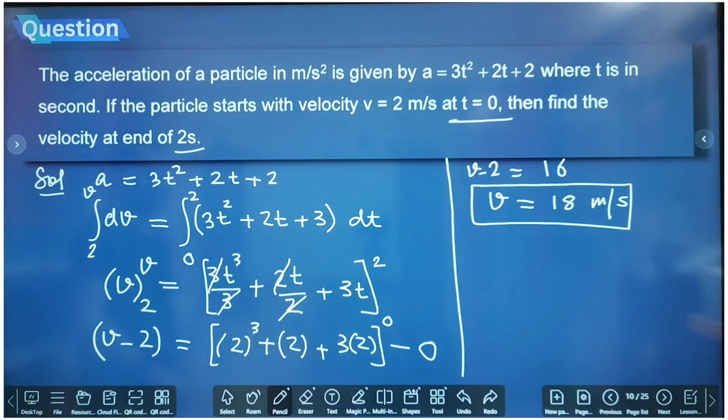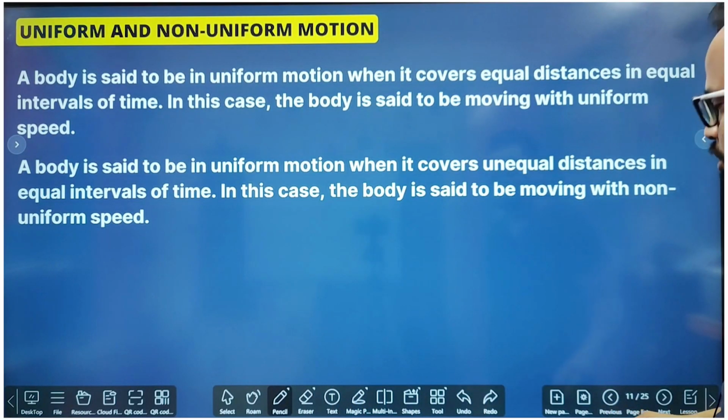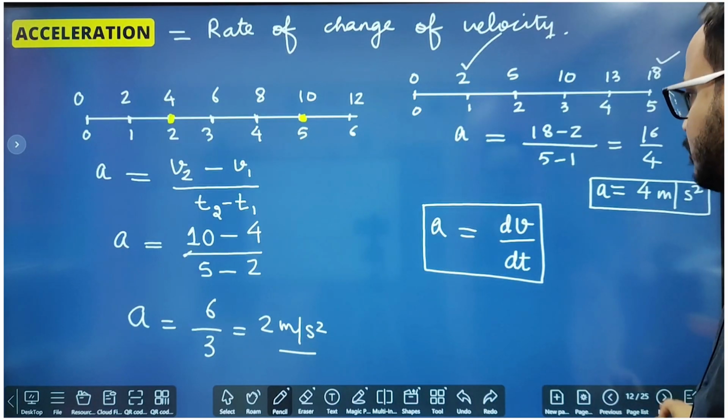Clear? Okay. Next. This is already discussed.